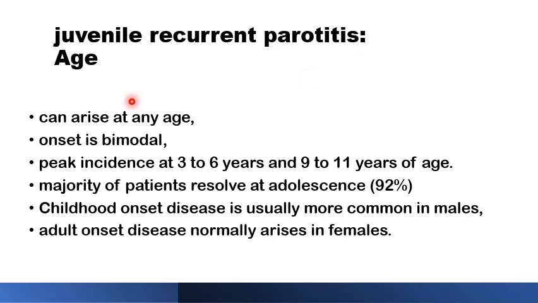What age? It can arise at any age. The age of onset can be of bimodal peaks. A peak incidence between the ages of 3 and 6 years, and another peak incidence between the ages of 9 and 11 years. The vast majority of the cases would have their symptoms resolved before adolescence, 92% or so. The juvenile recurrent parotitis affects usually males more than females. The adult version of recurrent parotitis would actually affect females more than males.